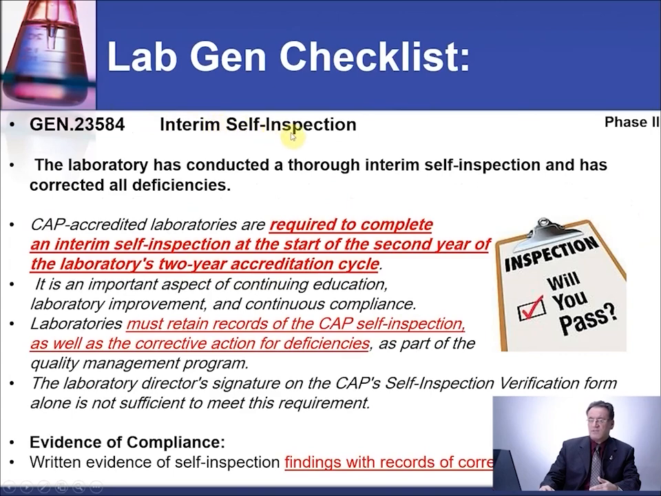In-term self-inspection, again, this is not needed if this is your first inspection, but if this is your re-inspection, on the year that CAP does not come, you need to do an in-term self-inspection on your laboratory. And CAP usually sends you a package 60 days before the due date of the self-inspection, or your anniversary date. You need to do it and report back to CAP. And you need to keep a file with your self-inspection. How did you do it? If there were any citations, they were addressed and taken care of.